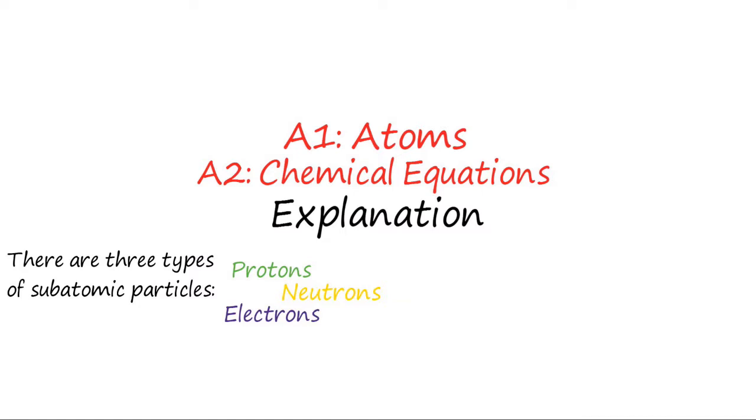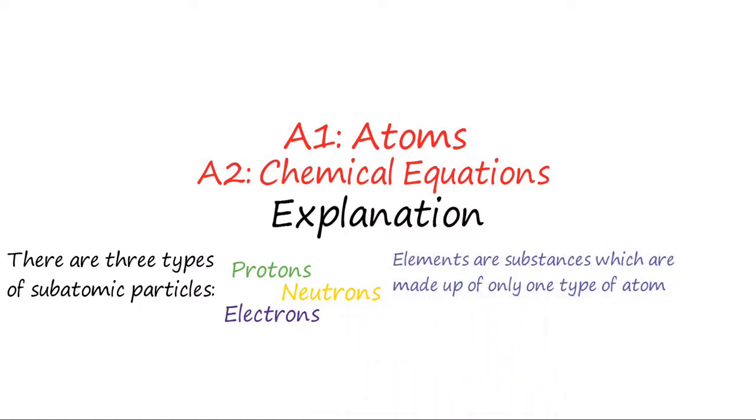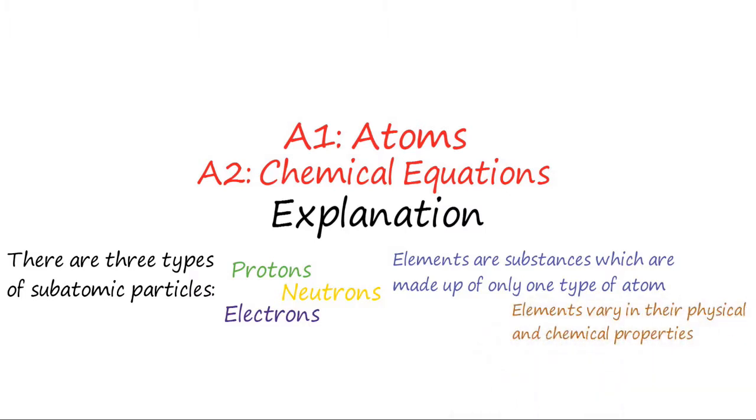There are many different types of atoms found on Earth. Elements are substances which are made up of only one type of atom, so this means the number of atoms and elements are the same. Elements vary in their physical and chemical properties. There are some elements which are non-metal gases at room temperature, such as hydrogen, and some which are solid metals at room temperature, such as magnesium.